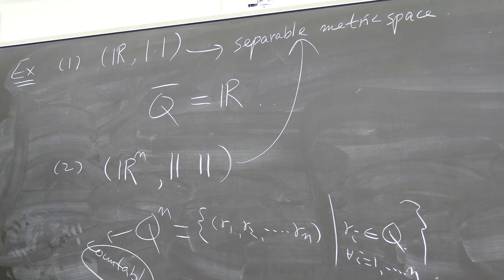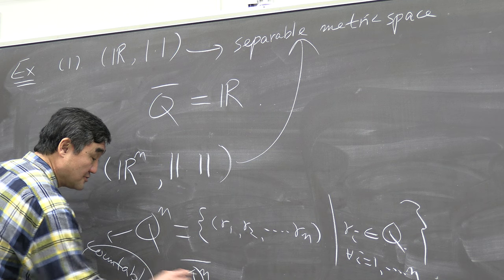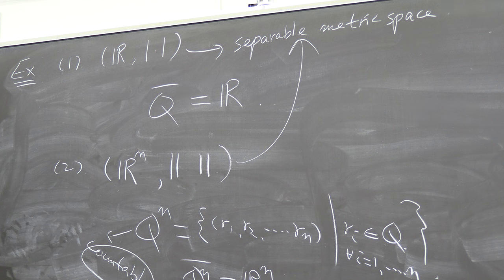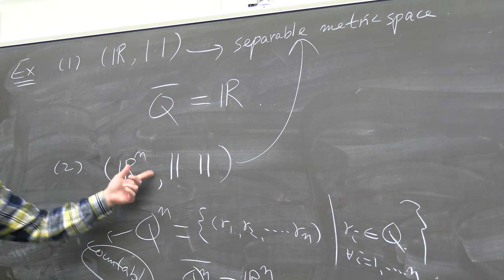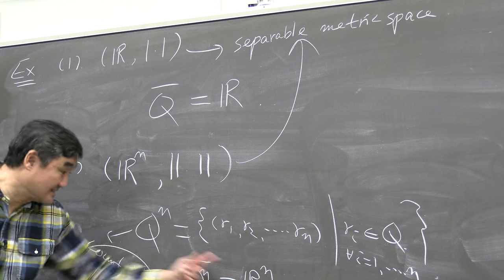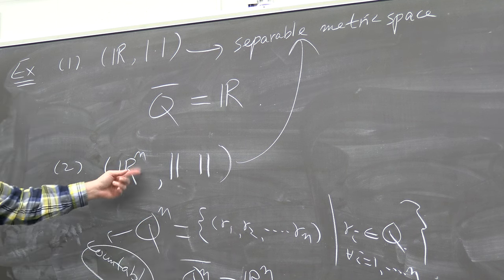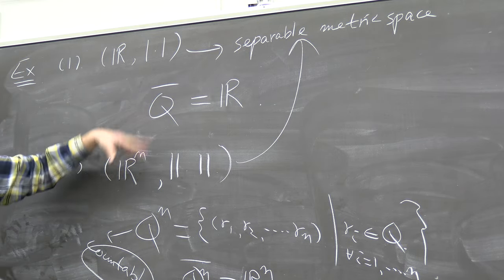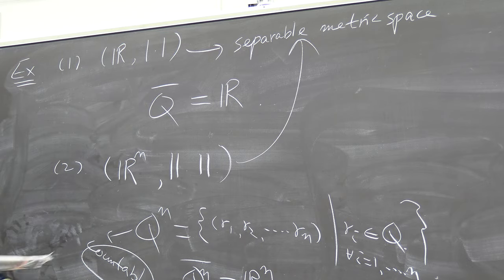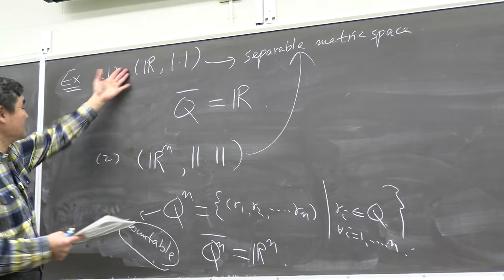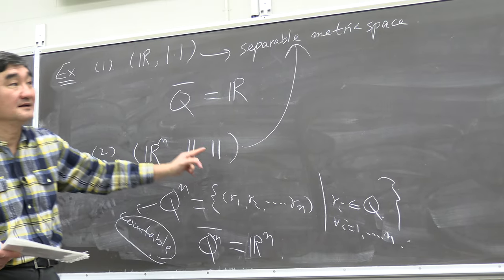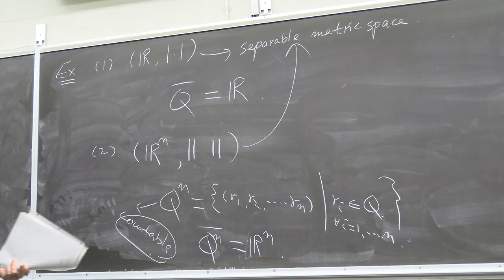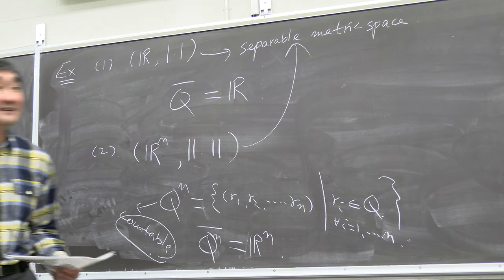And we have justified last time that its closure covers the whole n-dimensional Euclidean space. So this n-dimensional Euclidean space has a countable dense subset. That's another nice example of a separable metric space. They are very straightforward, trivial examples of separable metric spaces. What is a non-trivial example of a separable metric space you may have in your mind?